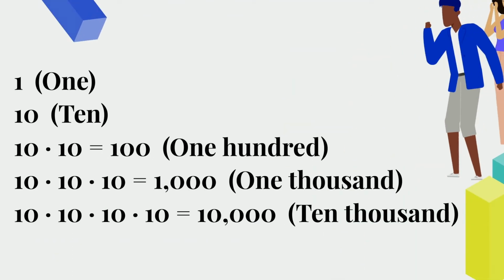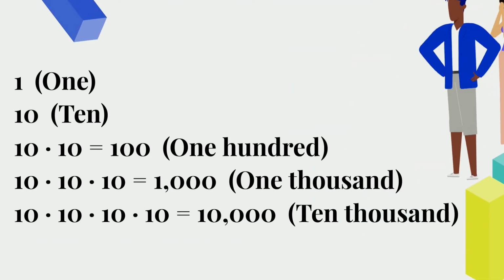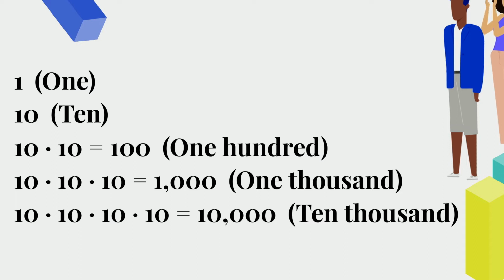It all starts with the number 1. You start in the ones place with the number 1, and then you multiply 1 times 10, and that puts you in the tens place. And then the value of the hundreds place is 10 times 10. And then you get 10 times 10 times 10, and that puts you in the thousands place.